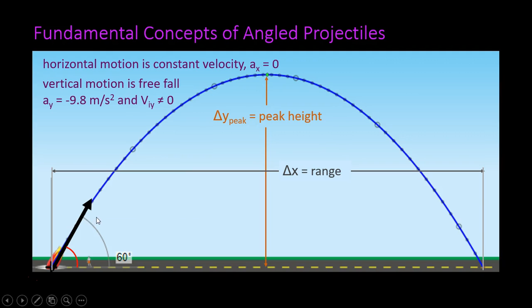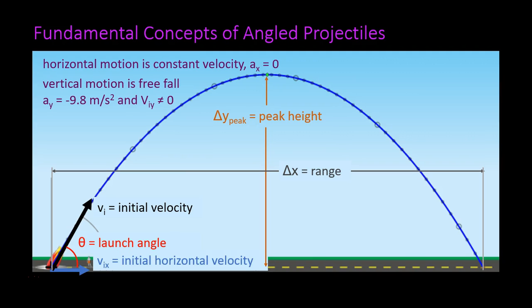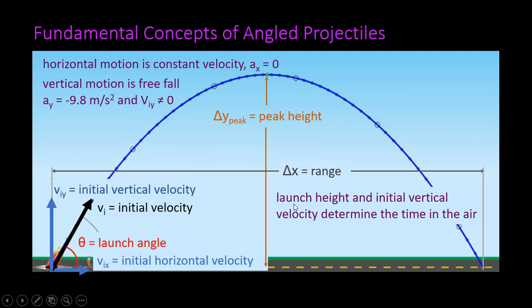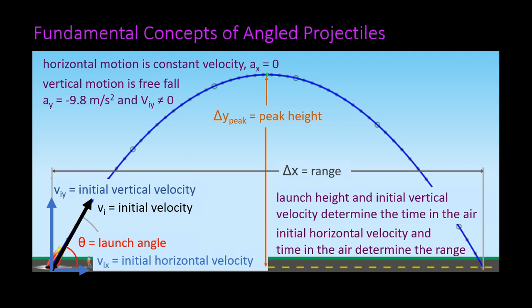So let's follow along with this launch. The projectile is launched with an initial velocity, v sub i, and a launch angle theta. Now we can break that into its horizontal initial velocity, v sub ix, and its vertical initial velocity, v sub iy. The launch height and initial vertical velocity determine the time the projectile is in the air, and the initial horizontal velocity and time in the air determine the range of the projectile.